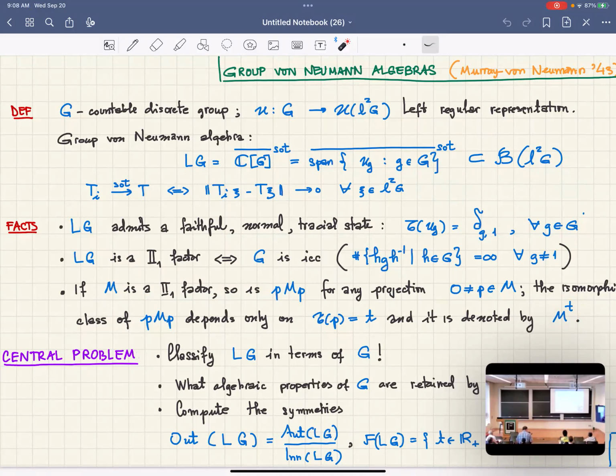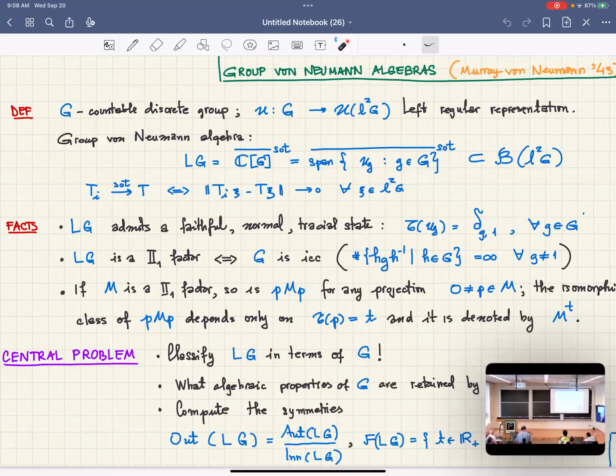I'm not going to enumerate them here, but I would like to talk a little bit about a classification program within this framework. What we would like to understand is a fundamental question that can be traced to the pioneers of the field: how the object L(G) depends on the underlying group G. Specifically, we'll try to classify this object in terms of the group.